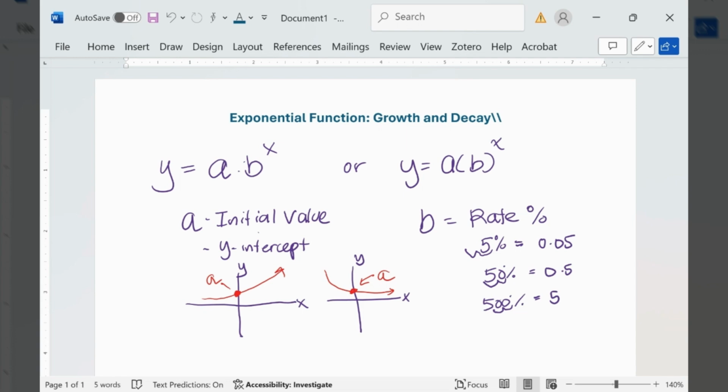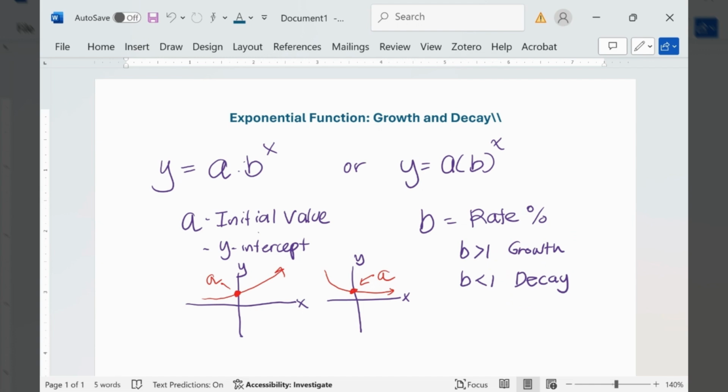Okay, but by the way, the rate sometimes will predict if your function is growth or decay. Okay, here we go. If the rate, or the b, is greater than 1, this is growth. Okay, if the b is less than 1, this is decay.